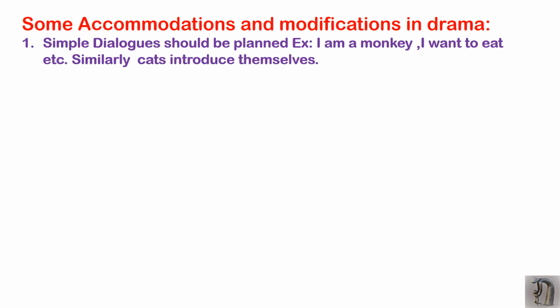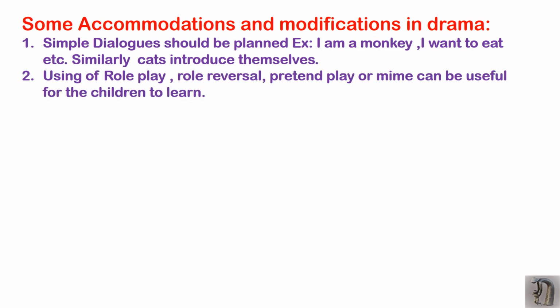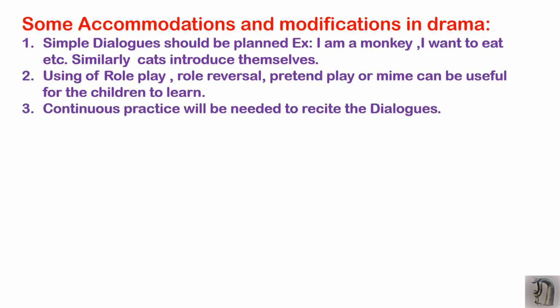Let us see some accommodation and modification in drama. Simple dialogue should be planned, because if you give children complex dialogues, they may forget, and they may not be able to deliver them properly. Then using role play, pretend play, and mimicry can help the child to learn better. Then continuous practice will be needed to recite the dialogue. It is not done in one take.